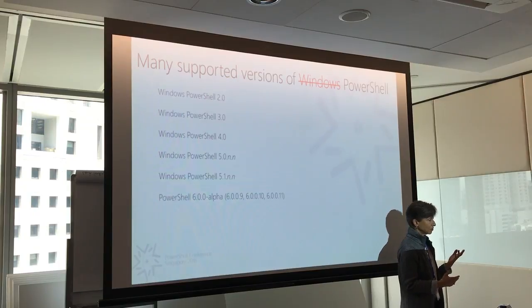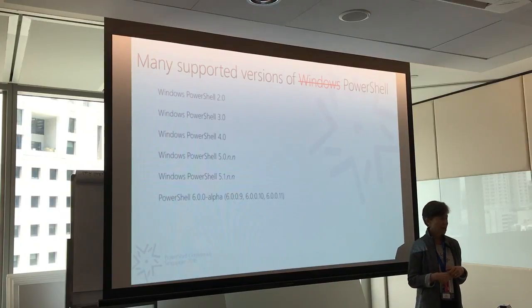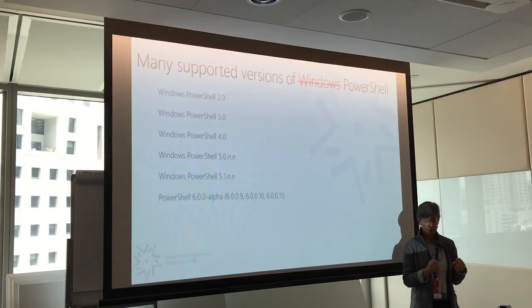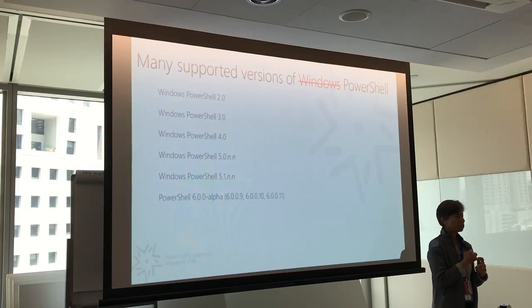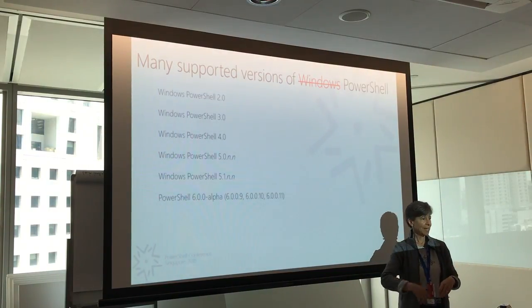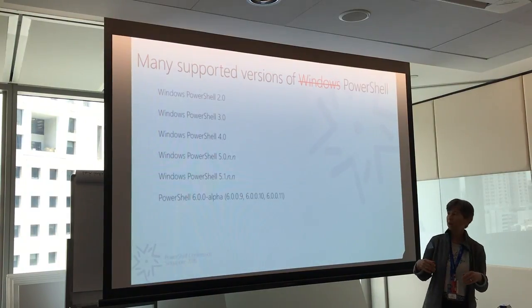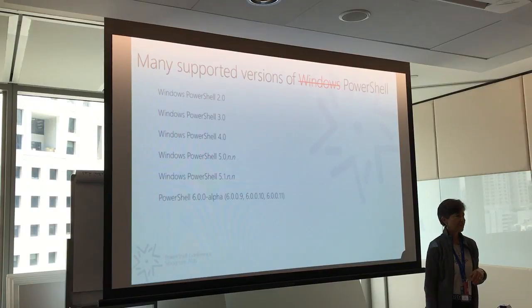So there are lots of different supported versions of PowerShell now. It's not even Windows PowerShell anymore. There's PowerShell on the Mac and PowerShell on Linux. So in addition to the traditional versions of 2, 3, 4, and 5, we now have 5.0.n.n and 5.1.n.n, and now we have PowerShell 6 Alpha out on GitHub.